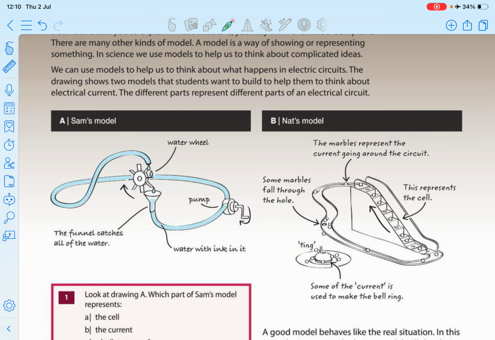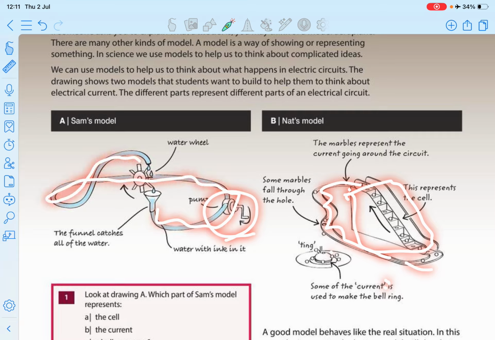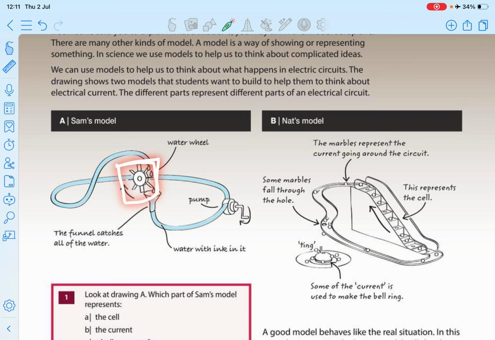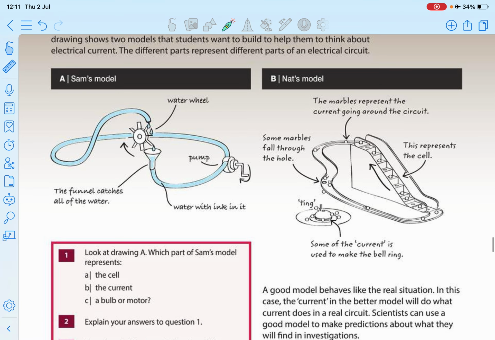Now you can think about the cell as this. Here the cell is this, think about what that is. And here the wire is like this, the current wire is like this. And in a circuit there is a light or some components to use the current. Here this acts as the light bulb. Here the bell acts as a light bulb, right? Now think about, there is some difference in Sam's and Net's model.